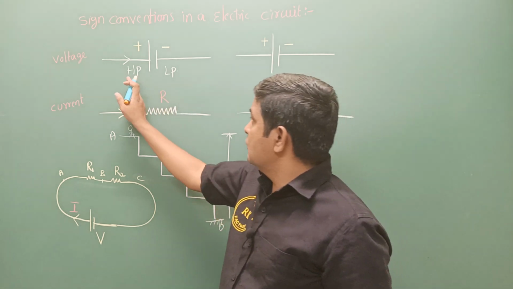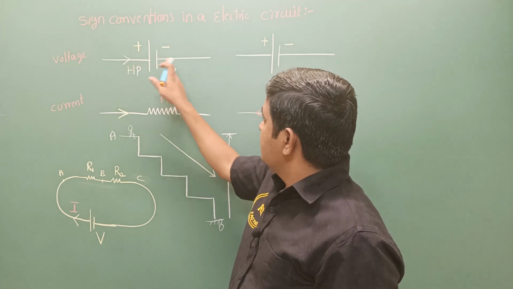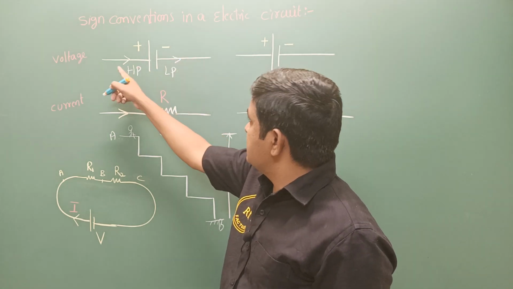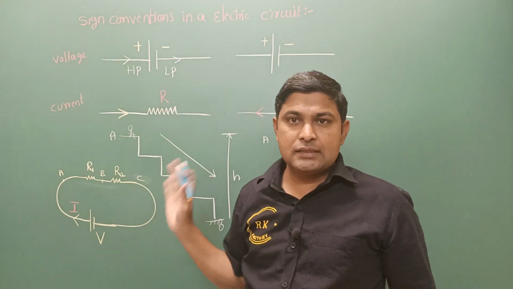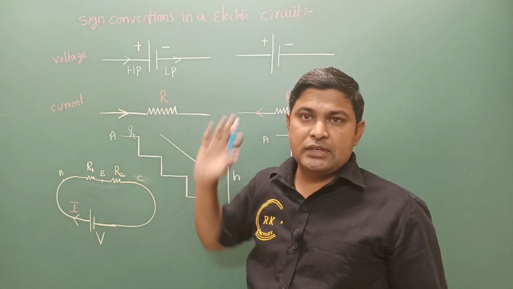But now you can go for it: current is flowing from higher potential to lower potential, meaning you are observing the circuit to be like this, higher potential to lower potential.